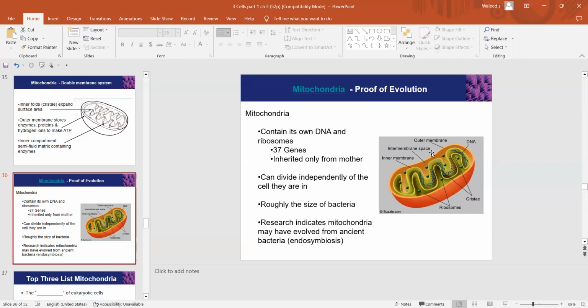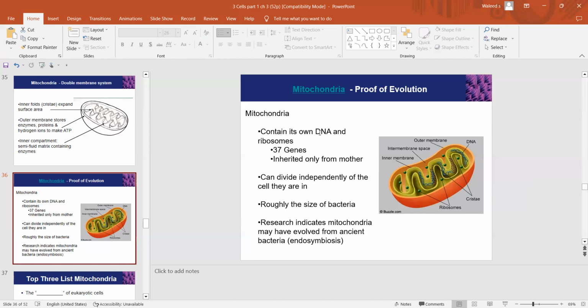It contains its own DNA. It contains its own ribosomes. Very important. But you told us that DNA is in the nucleus and ribosomes on the rough endoplasmic reticulum. Yes, these are additional ones. So we have other types.